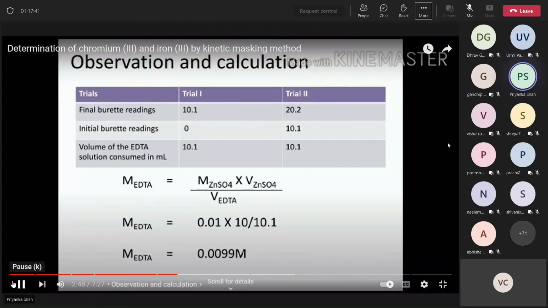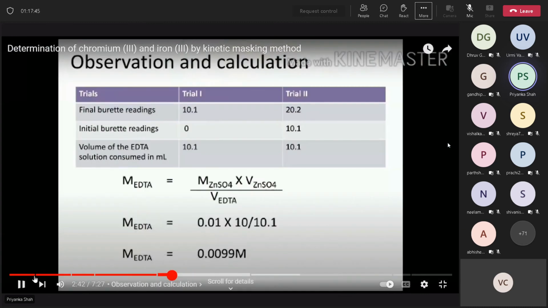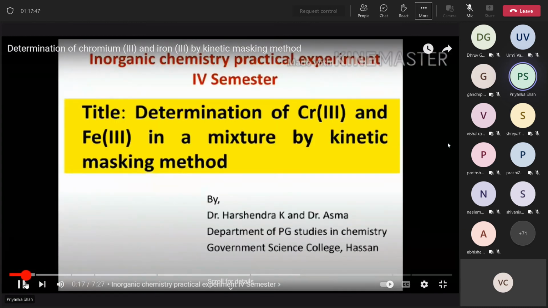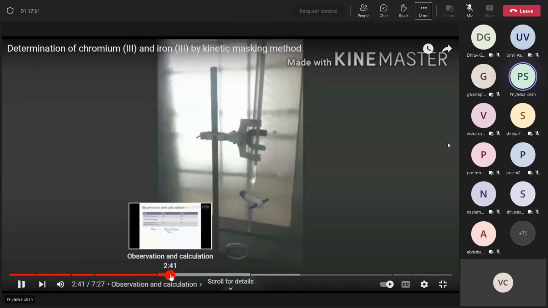Okay. Yep. For Sorry. the estimation of iron, तो ये कैसे किया है like Dr. Harshendra K and Dr. As take the standard A.